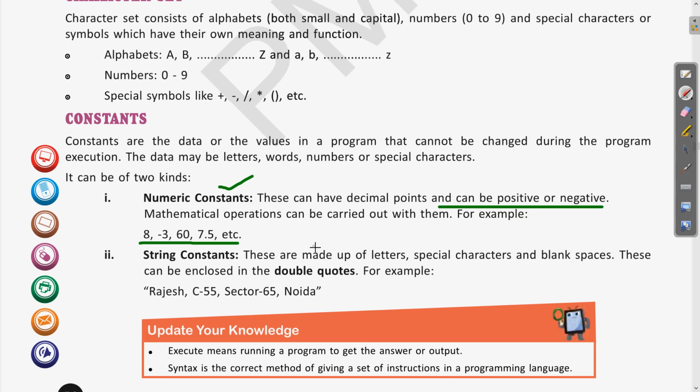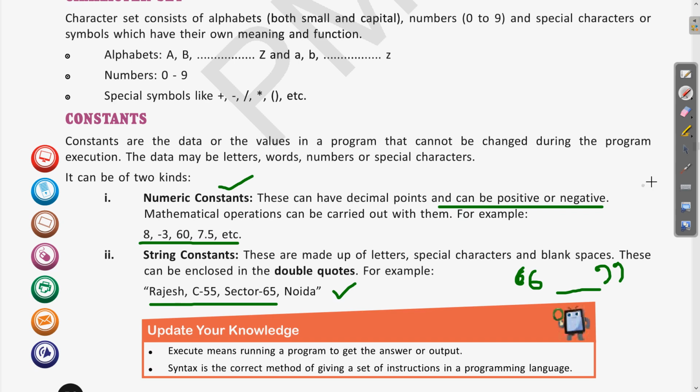Next is the string constant. So what is a string constant? Whenever we write any combination of characters, or a single character, in double quotes, that is called a string constant, clear. For writing a string constant we need to write the values in double quotes. Whatever text you write will be in double quotes, and a few blank spaces can also be included, clear. So this is the string constant.